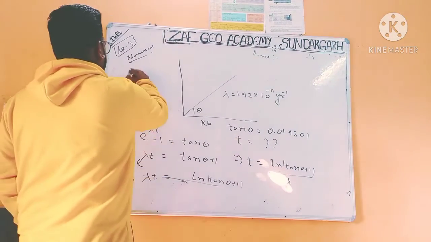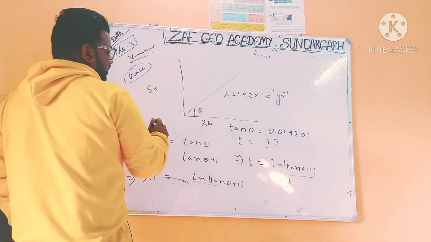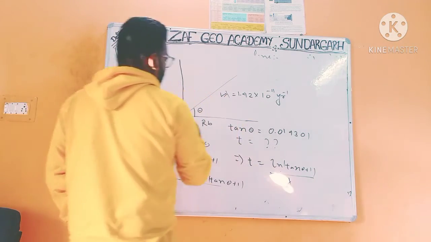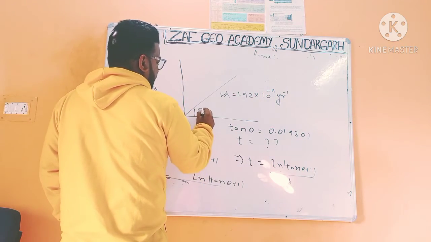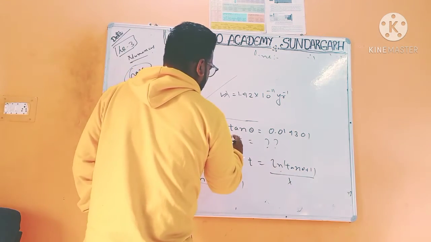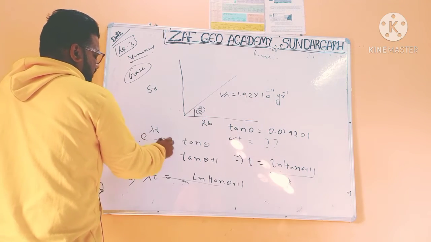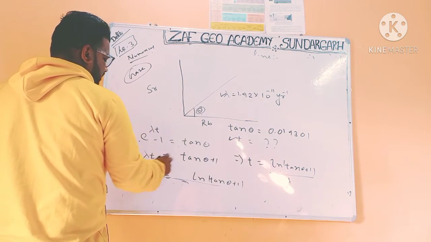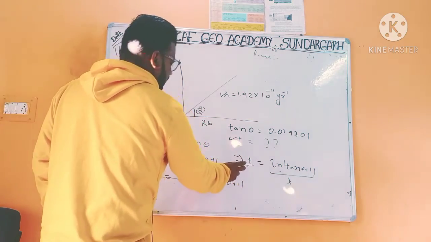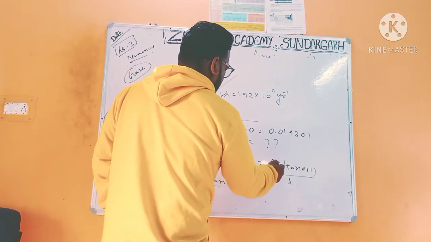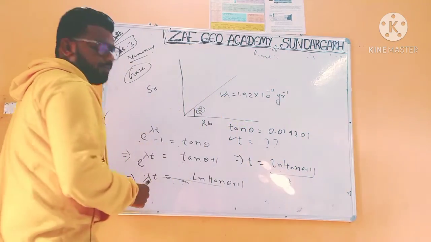Here is a GATE question. The data is given: the value of lambda is 1.42 into 10 to the power minus 11, and tan theta, the slope, is given, and he is asking about the time. The formula is e to the power lambda t minus 1 is equal to tan theta, so e to the power lambda t is equal to tan theta plus 1, and lambda t is equal to ln of tan theta plus 1. Now we can calculate t as ln of tan theta plus 1 divided by lambda. Just put in the values and get the answer.